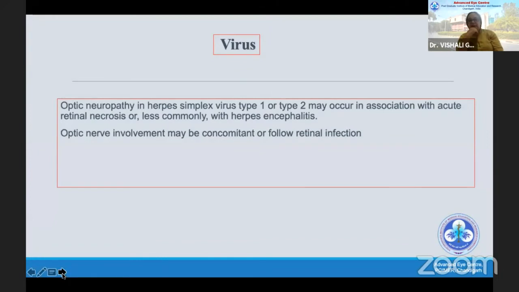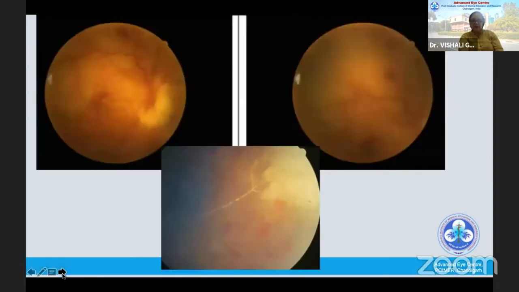Viruses are another very important causes. Optic neuropathy in herpes virus, both type 1 and type 2, may occur in association with retinal necrosis and very rarely with herpes encephalitis. So optic nerve involvement may be either concomitant or actually follow the retinal infection.